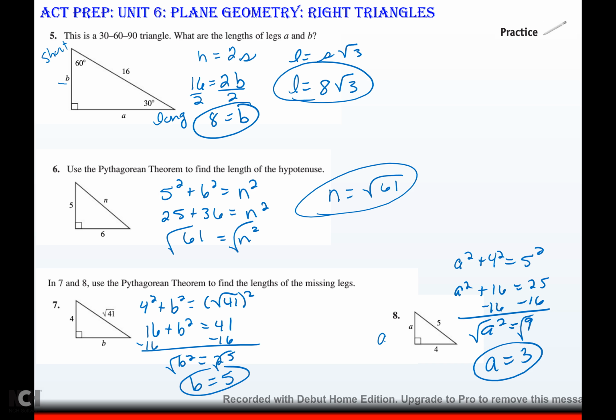Which actually, if I would have been paying attention, when you see a 4 and a 5, remember that your most famous Pythagorean triple is a 3, 4, 5 right triangle. And I should have noticed the 4 and the 5, and I wouldn't have needed to do the math because I knew that the other side had to be 3. Alright.